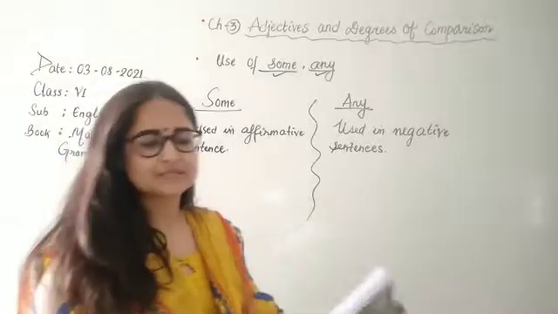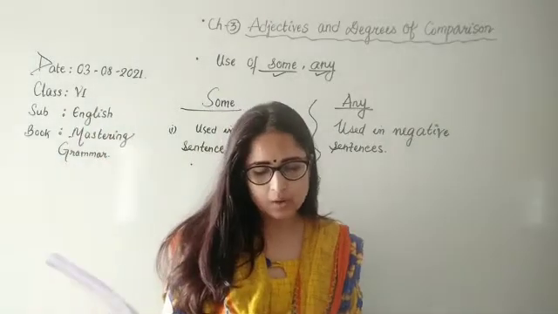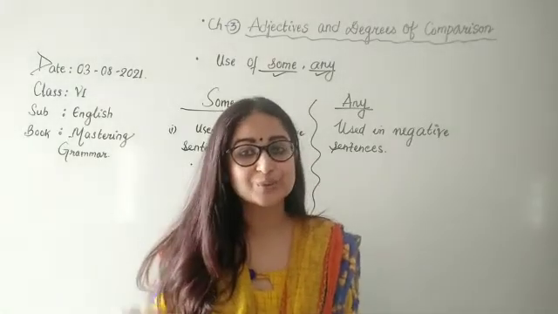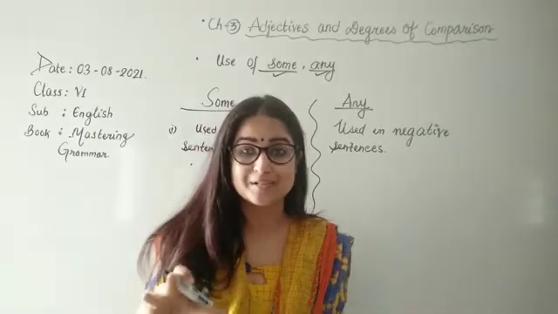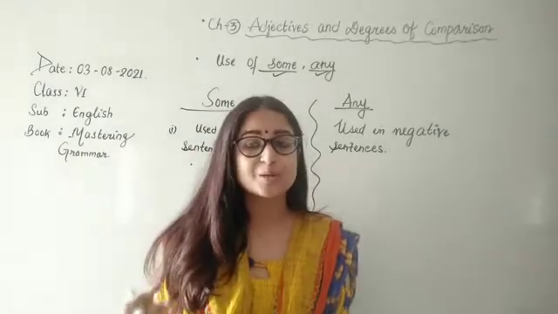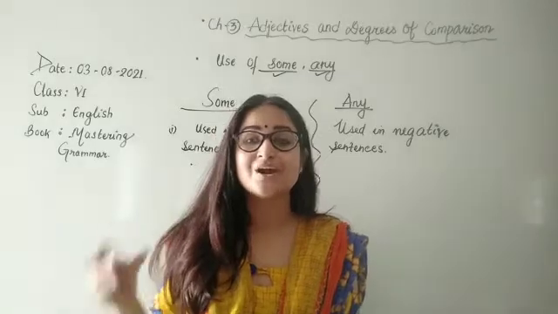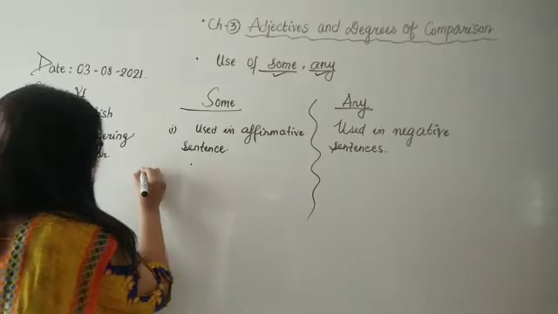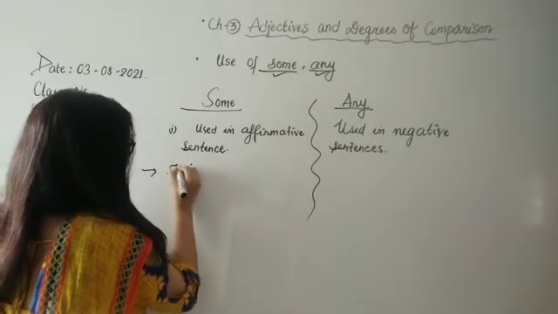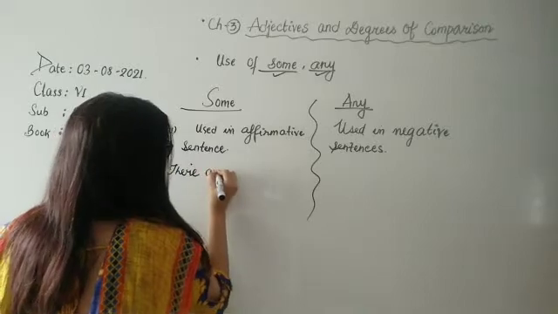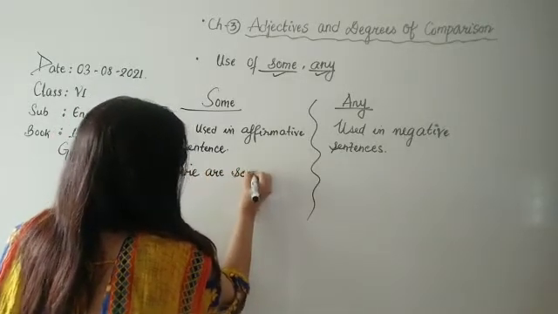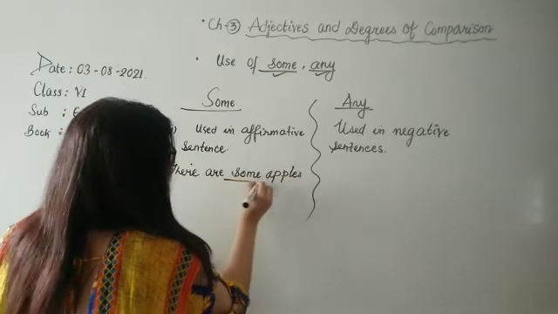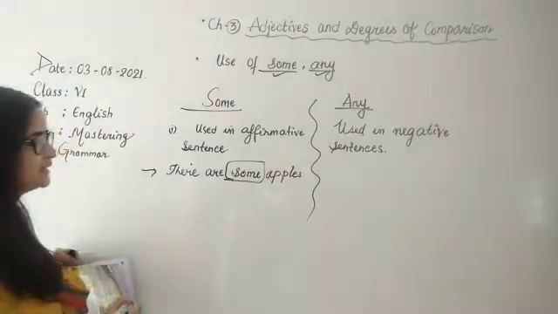Yes children? So now, she has brought some apples. You can see here that yes, there are some apples at least. We are not saying there isn't any. So there are some apples. Like these examples we can see, there are some apples. This is in positive sense. That means at least there are some apples, right?